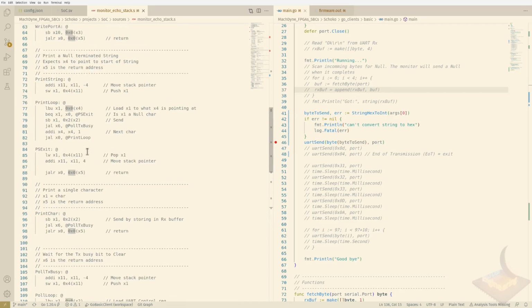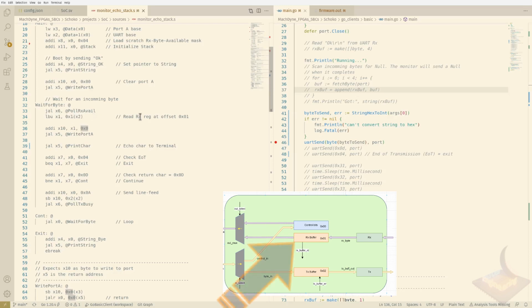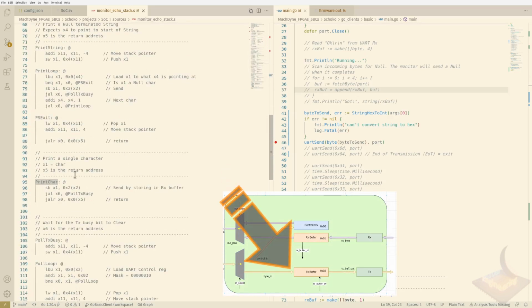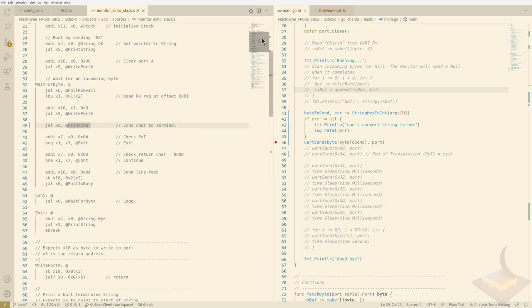So if we come back up here, we'll see that we'll finally fall into here. We'll load X1 with whatever came in on the receive register because the bit is telling us so. We'll echo it out on the byte, our LEDs, and we'll echo it back to the terminal using our print character routine. And that one is down here. It just simply takes whatever's in X1, sends it to the transmitter, and then waits on it here. And then we return back when we're done, back up to here.